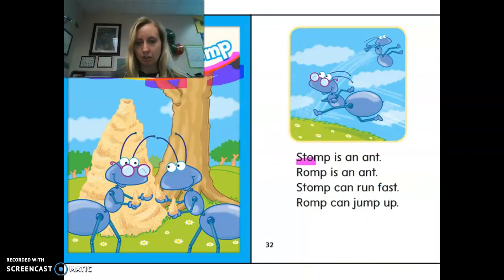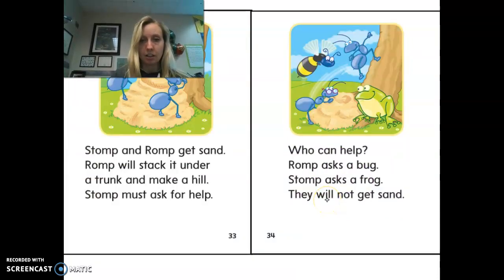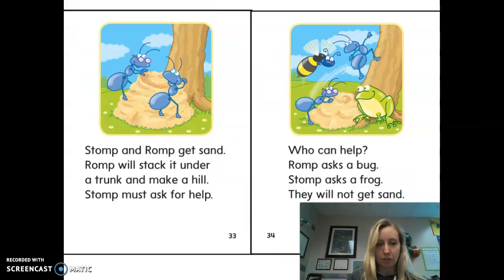Your turn first. Together. Stomp is an ant. Romp is an ant. Stomp can run fast. Romp can jump up. Okay. Let's look at that picture. Your turn.